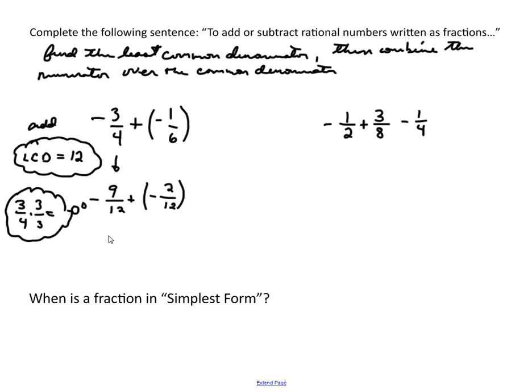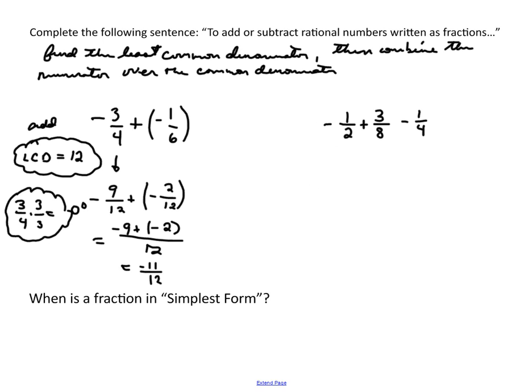So when we add these two, we add the numerators over the common denominator. This is going to be the same thing as saying taking -9 and adding -2 over the common denominator of 12, giving us the result -11/12. This would be our answer for the first one.